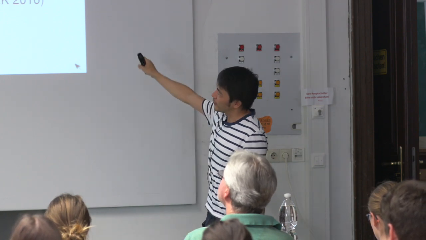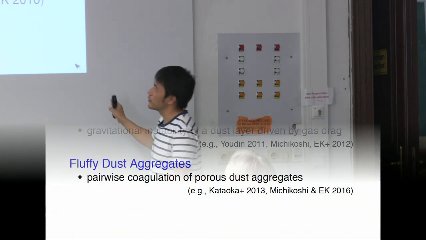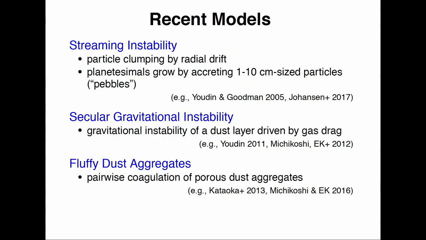And the third one is pairwise coagulation of porous dust aggregates. Here, this porous model is different from the classical one. In the classical one, I put here compact. So what is this porous dust aggregate model? We also call it the fluffy dust model. I'm sorry, it's maybe hard to see.